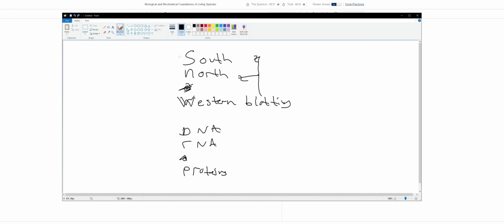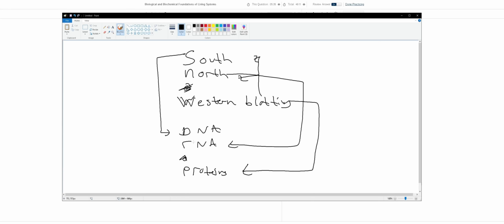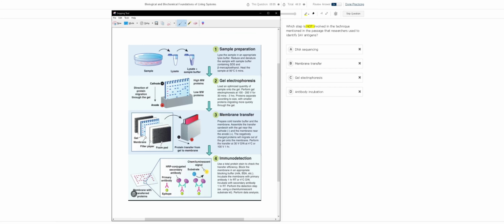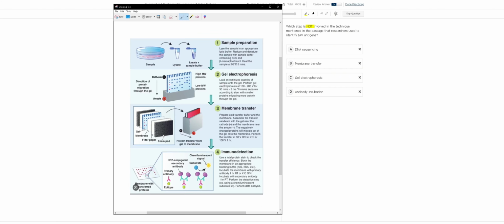And so if you go through these three one by one, Southern goes with DNA, Northern goes with RNA, and Western blotting goes with proteins. It's a good way to remember which blotting does what. Southern does DNA, Northern does RNA, and Western blotting, in this case, is doing proteins. And so it separates proteins by size. And so let's go through our answer choices and identify which is not involved in the process. As we go along, I have this diagram right here, which explains well how the process works.